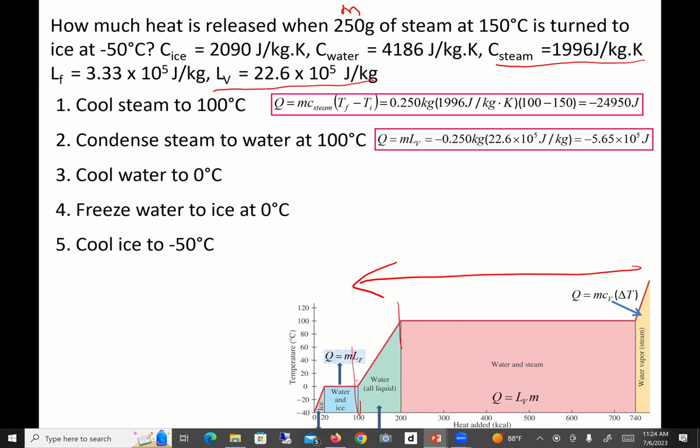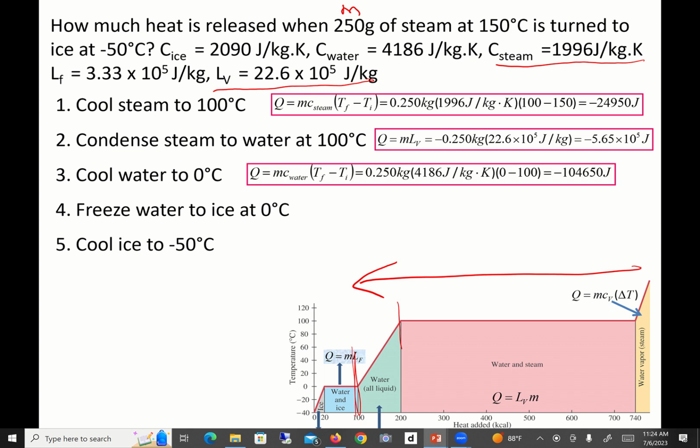Now I'm going to do the green phase where I have MC delta T again. And the C that I'm going to use in this case is going to be the specific heat for water, 4186. And the temperature change is going to be from 100 initially to 0 finally. So I'm going to do 0 minus 100. And again, I'll get a negative energy. And you'll notice that all these numbers are quite big. That's because water has a very high specific heat and also a very high latent heat.